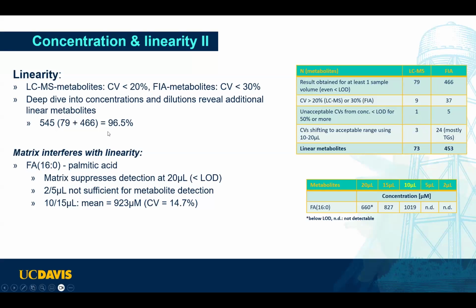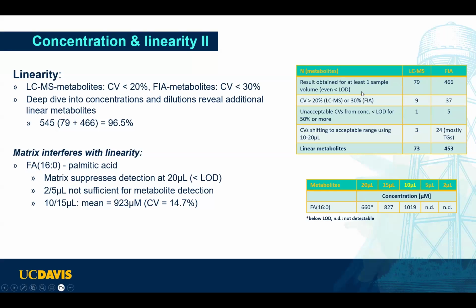We ended up with over 95% of our metabolites being linear. Again, a little breakdown here, just to show you, we have a certain number of metabolites. I just counted whatever I could to have the biggest pool available and then see where things fade out. If you do a quick superficial check with our cutoffs of 20 and 30%, what are we losing? We lost about 9 metabolites for LCMS and 37 for FIA.